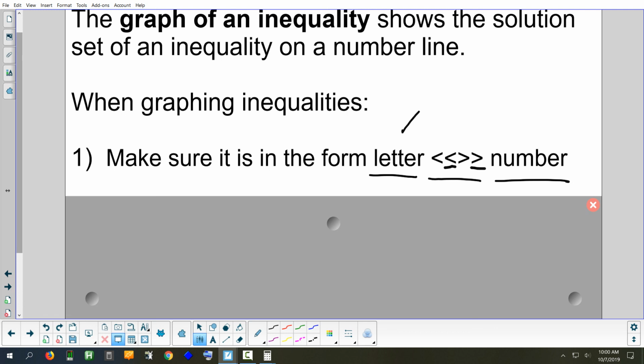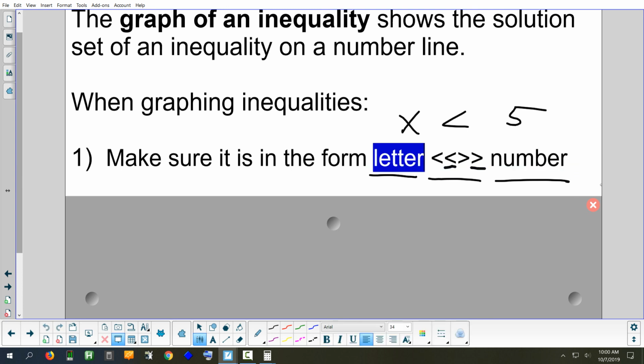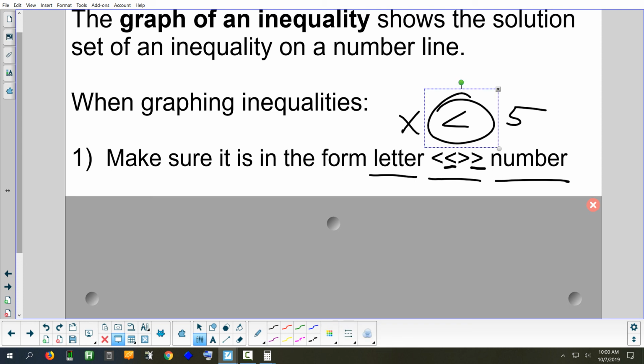Let's just make up one. X less than 5. If you set it up like this, this symbol right here tells you which way to shade on the number line. It's pointing to the left, you're going to shade to the left. So as long as you set it up with the letter, the symbol, and the number, this symbol gives you a hint which way to shade.